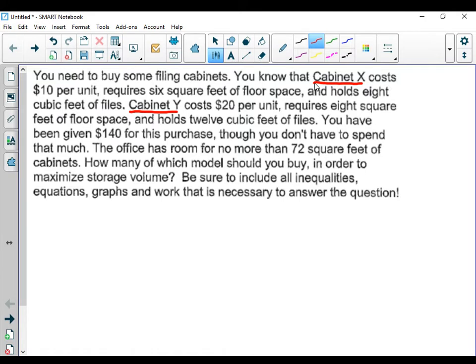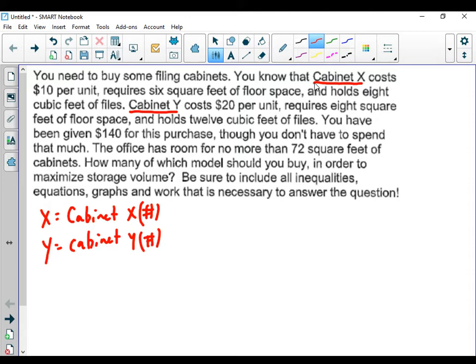So this one was actually fairly easy because I just called it cabinet X and cabinet Y. But we should think about, okay, what about cabinet X and cabinet Y? And really, it's the number of cabinets in each case. Sometimes you may be talking about price, sometimes you may be talking about other factors. But in this case, we're talking about how many cabinet X's, how many cabinet Y's.